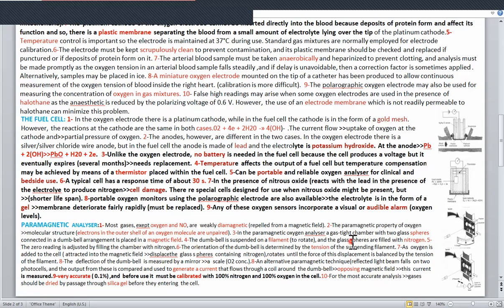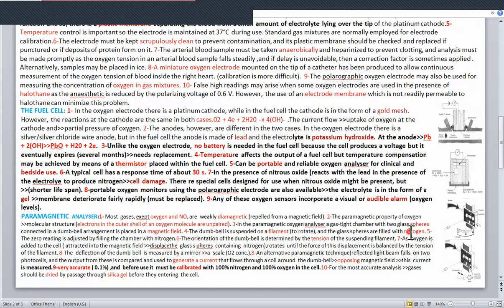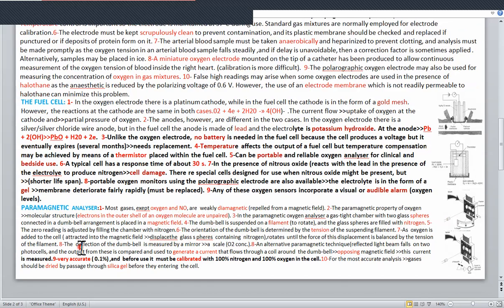So the cell is made of a box. The box has two glass spheres, as we will show you later on. The glass spheres are filled with nitrogen, and they are supported by a strong filament. This filament is a balance of tension. So whenever oxygen is introduced into this cell, the dumbbells will change, reacting to the attraction of the oxygen to the magnetic field, and this rotation will be balanced by the tension of the strong filament supporting the dumbbells.